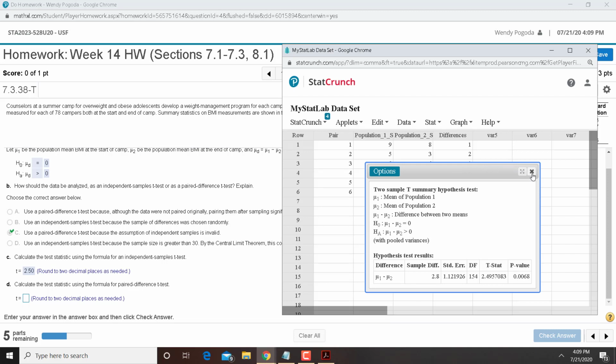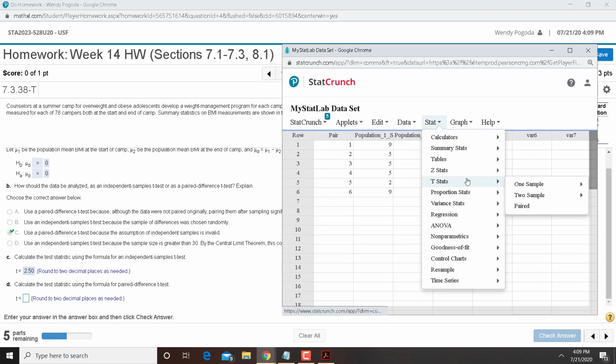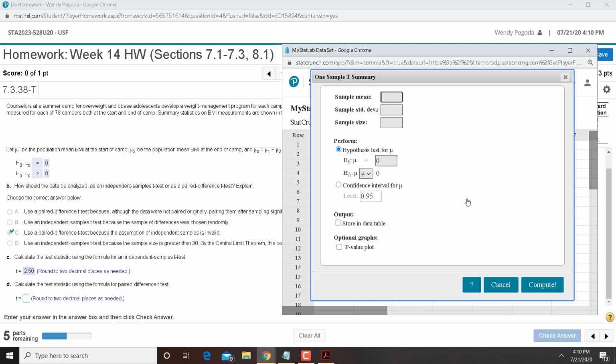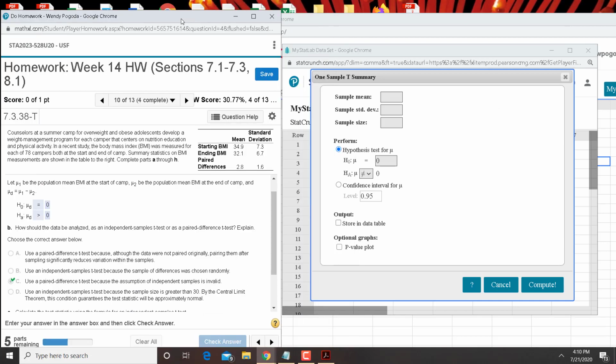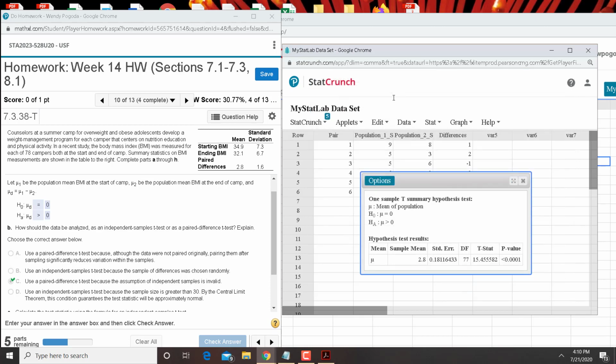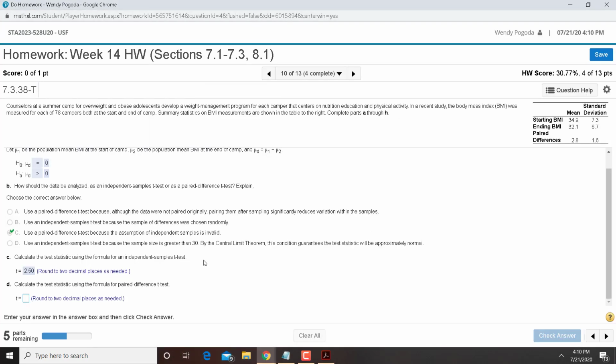All right, so let's close this out. Let's go to Stat, T Stats. I want to select the paired difference option, but you see how if I click on one sample, it says with summary, two sample, it says with summary. There's no option for the paired. It forces you to use data. So let me go to the one sample with summary, because that's all I have is summary information. And then I have to use the differences summary information that was given to us. So the mean of the paired differences is 2.8, the standard deviation is 1.6, and again our sample size was 78. We want to test the greater than option, compute, and I get a test statistic of 15.46 if I round. So let's write that.